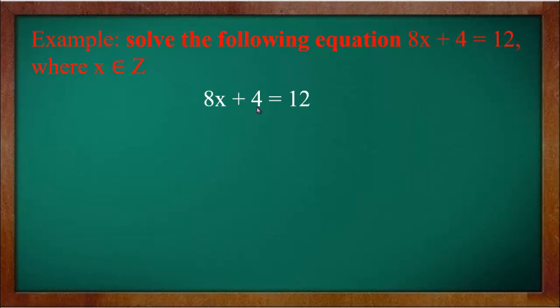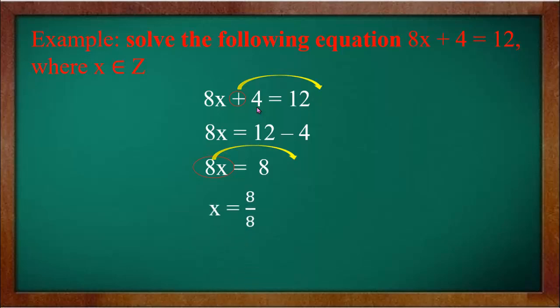We said that we must first move addition or subtraction. So I'm going to move the plus 4 to the other side with the inverse of addition. 8x is equal to 12 minus 4. 8x is equal to 8. But remember, I still have one operation here, 8 times x. Moving 8 to the other side with the inverse of multiplication, as a result, I will have x equals 8 divided by 8. x is equal to 1. So my solution set here is {1}.